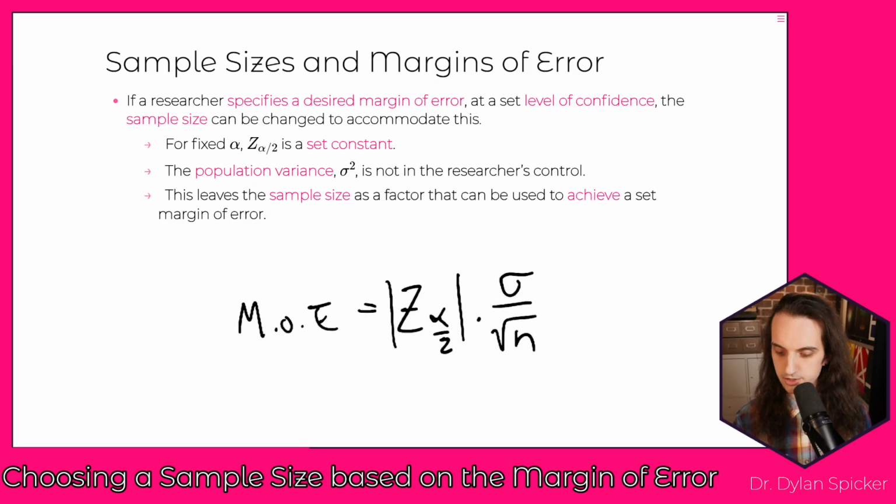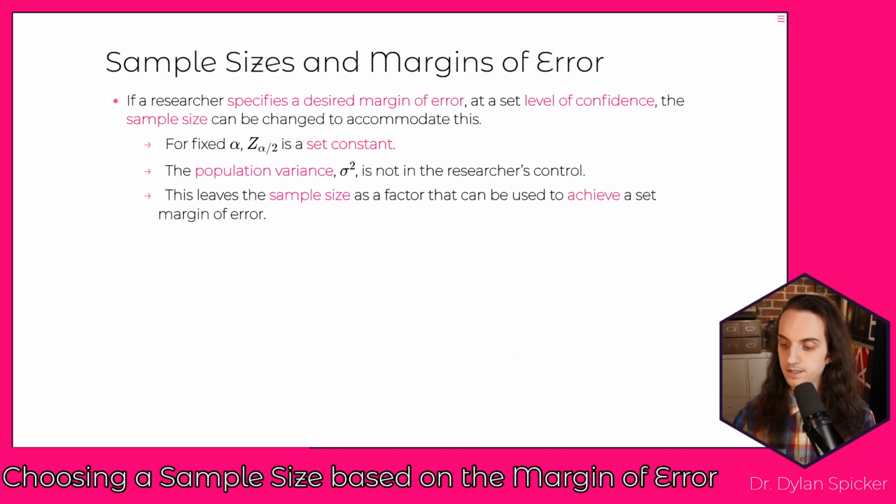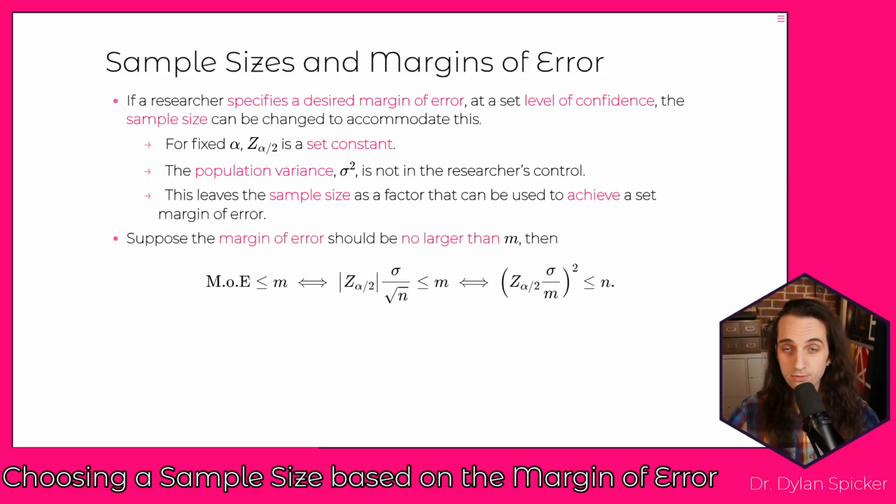And if we're saying that we can't change z alpha over 2 and we can't change sigma, then all that's left is being able to change n, right? And so in this way, we can sort of control the width or the margin of error just through the sample size itself.